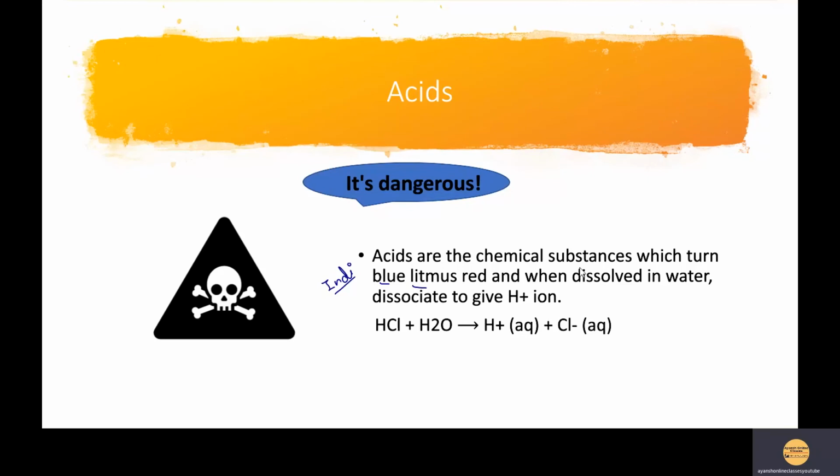So acids are the substances which turn the blue litmus red, and when dissolved in water they dissociate to give H plus ions. So in general, the chemical substances which, when dissolved in water, give H plus ions will be termed as acids.